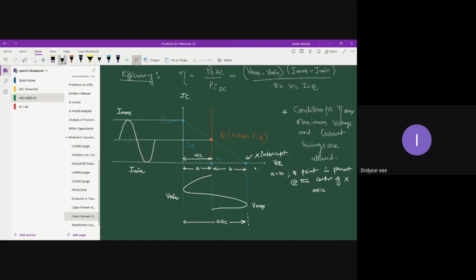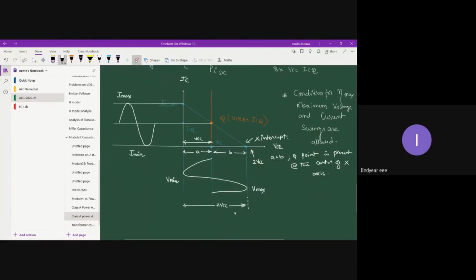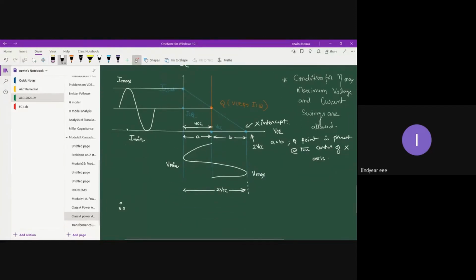So this value is basically at 2 VCC. Hope you understood. From here to here is VCC, and this is also VCC. So put together, the total value is going to be 2 VCC. Similarly, you can also find out the current value. From the reference x-axis to the central axis, the distance is ICQ. On the other hand, from the reference x-axis to the IC saturation line is going to be 2 ICQ.